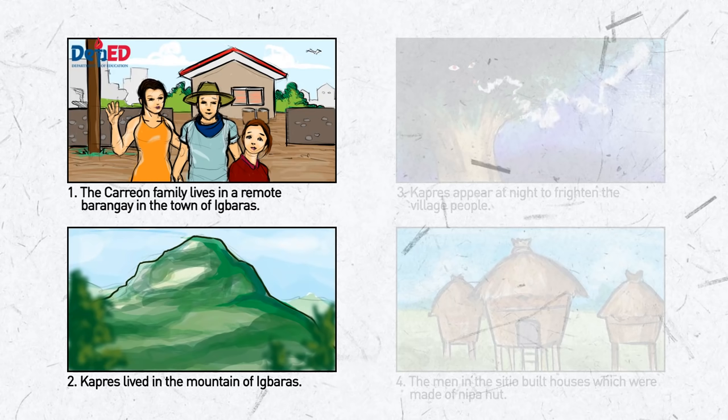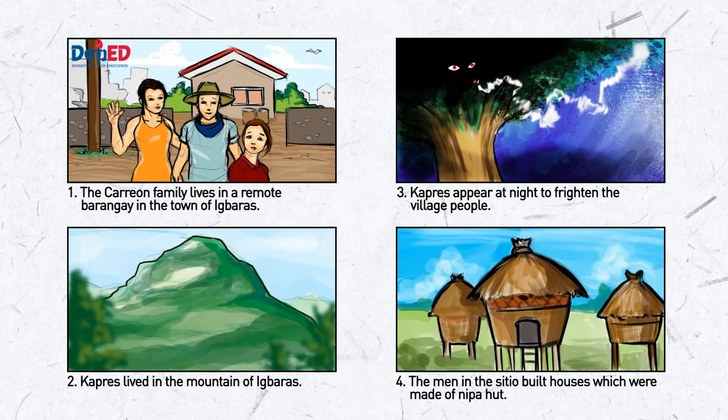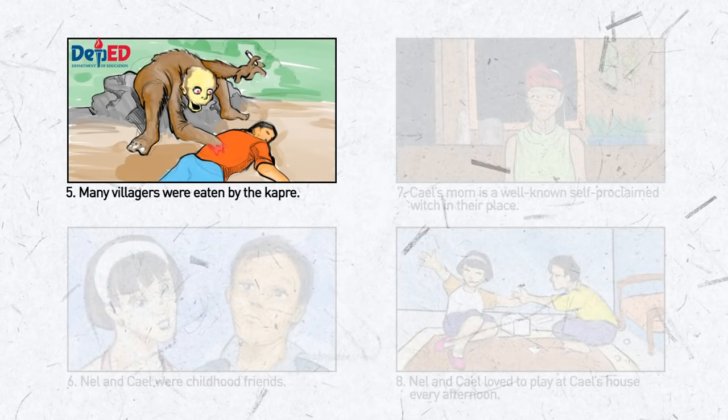Number two. Capres live in the mountains of Igbaras. Number three. Capres appear at night to frighten the village people. Number four. The men in the sitio built houses which were made of nipa hut. Number five. Many villagers were eaten by the capre.